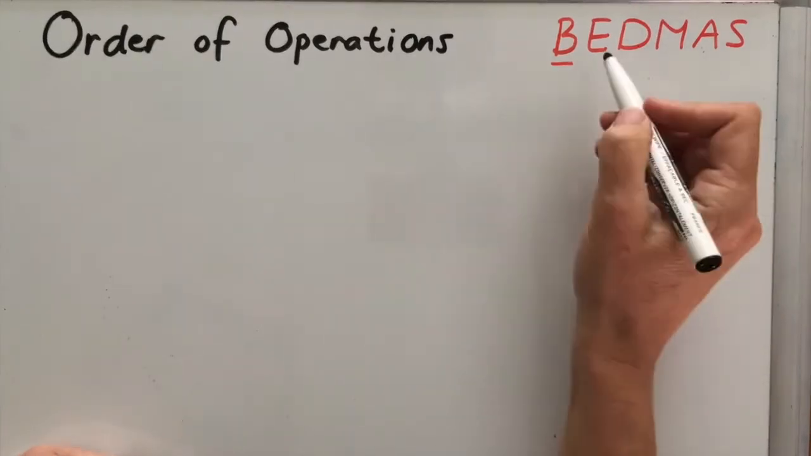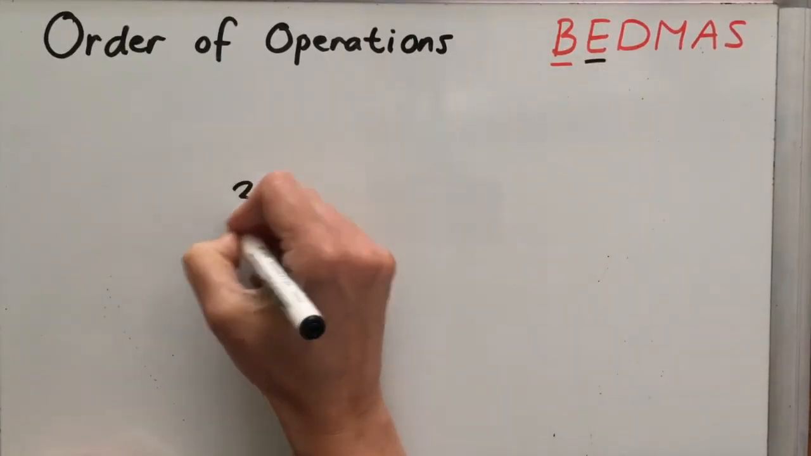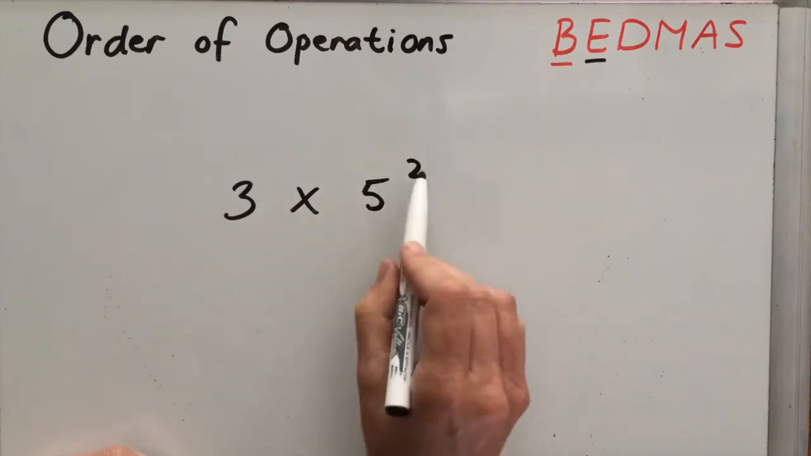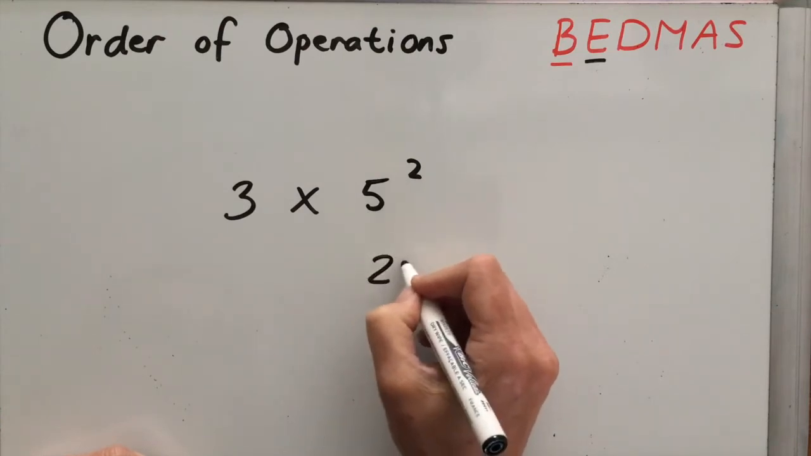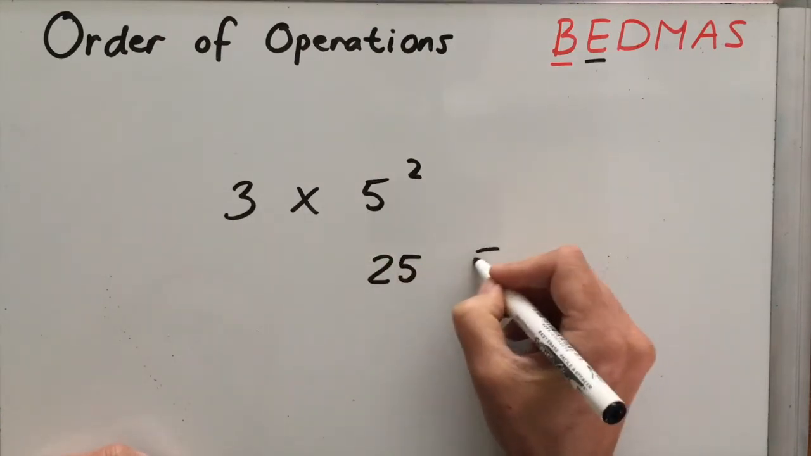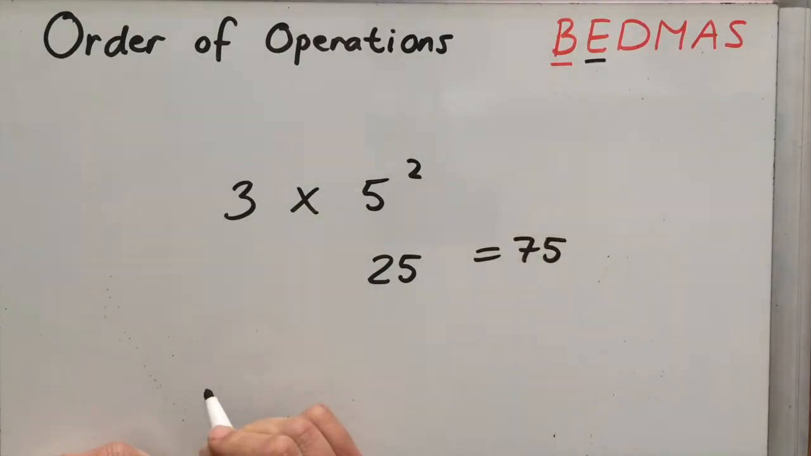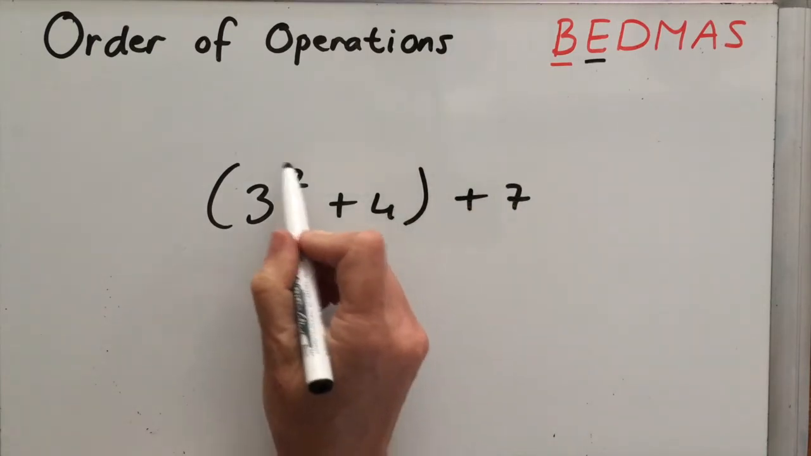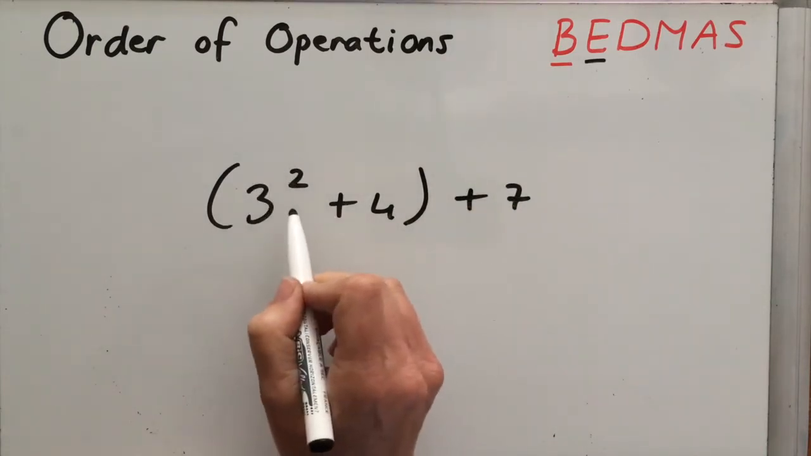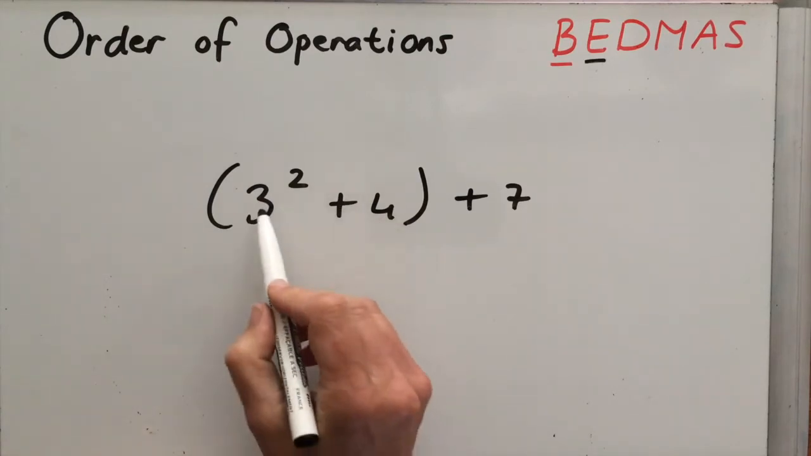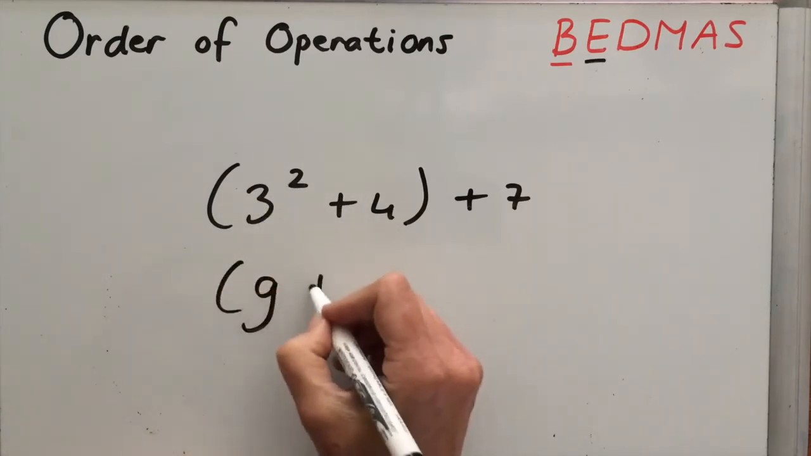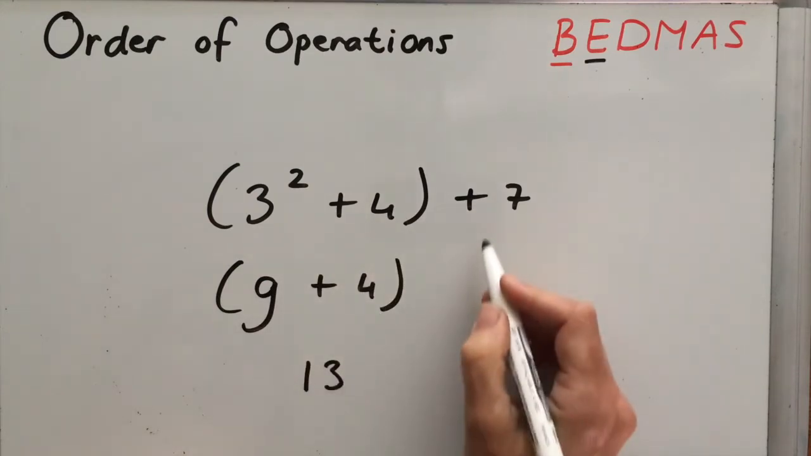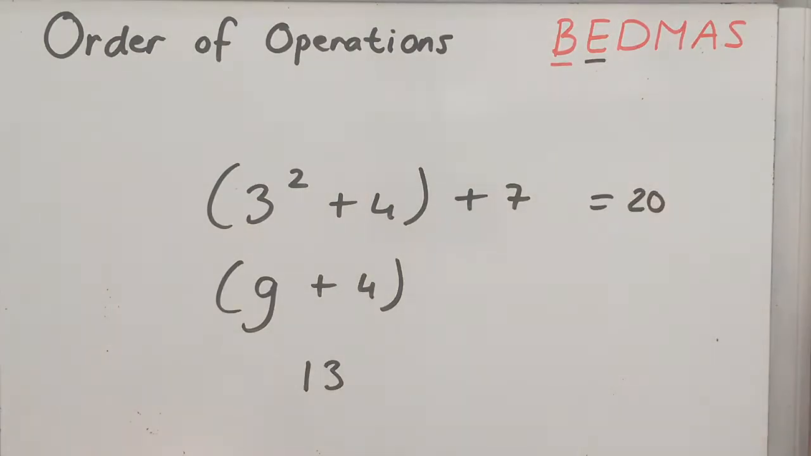Okay, the next one, exponents. I'll first solve this one. 3 times 5 squared, so 5 squared is 25 times 3, and the answer is 75. Well, I first have to solve this in the bracket, because otherwise I can't continue. So this is 9. So now I have 9 plus 4 equals 13, plus 7 equals 20.